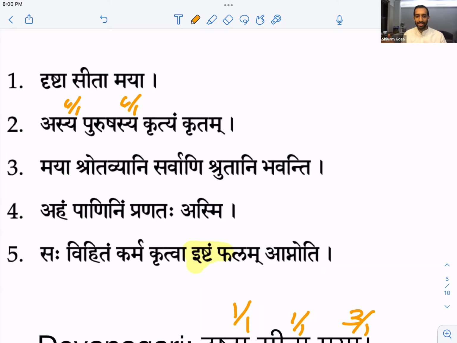We have no first case in the sentence, so you can sometimes guess. Let's try with first case first. 1-1.